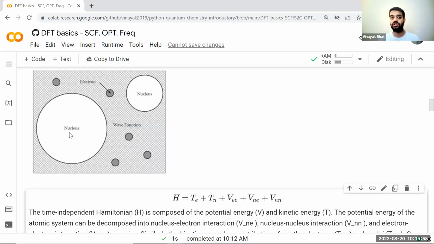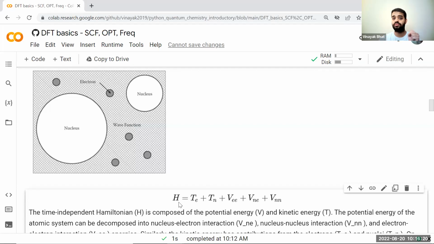So you have nucleus-nucleus interaction now. VNN is the nucleus-nucleus interaction, the potential energy term, the Coulombic interaction terms. Okay, and then electron-electron interactions and nucleus-electron interactions. Any questions so far?